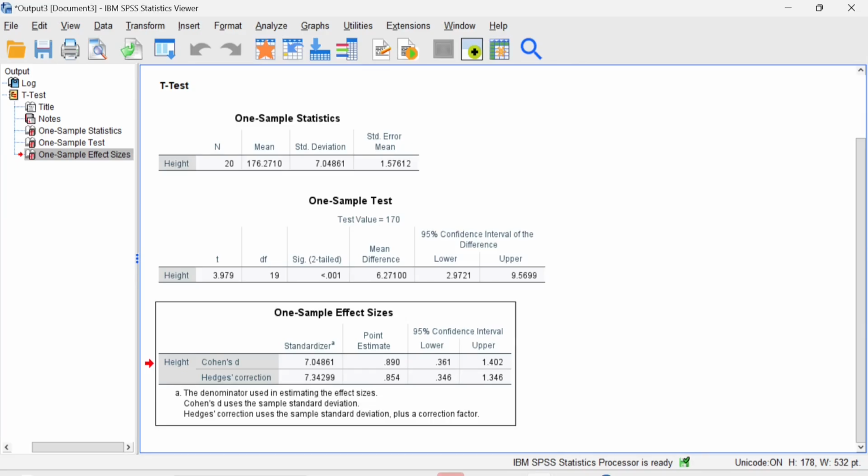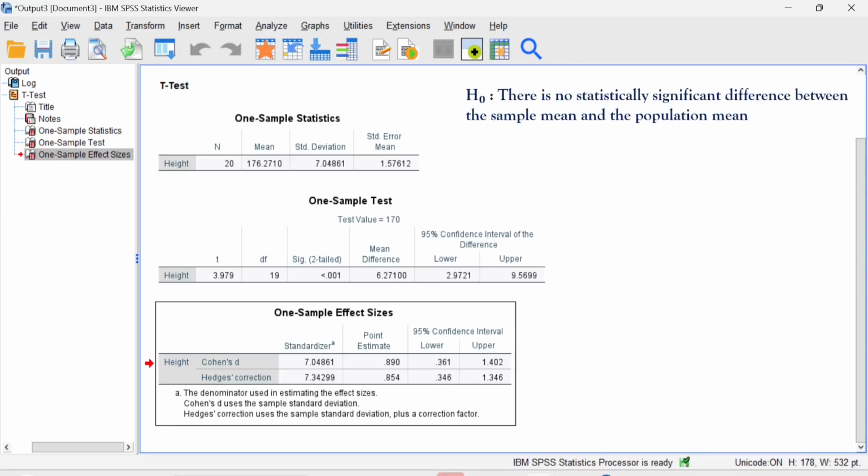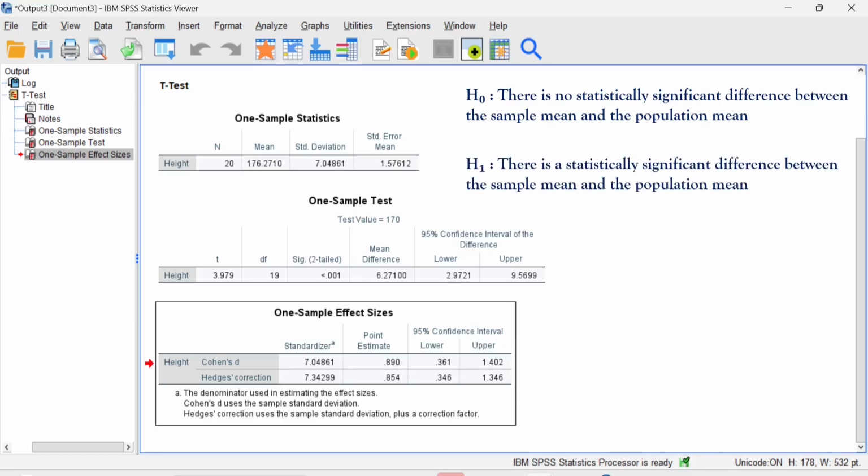So we are going to reject the null hypothesis, which says that there is no statistically significant difference between the sample mean and the population mean. The alternative hypothesis says that there is a statistically significant difference between the sample mean and the population mean. So if you are rejecting the null hypothesis, it means you are going for the alternative hypothesis, which says that there's a statistically significant difference. So that is how we conclude for this test.